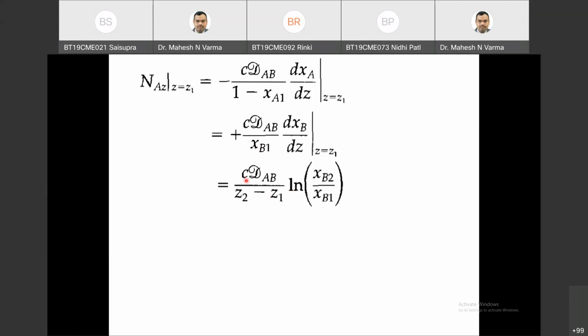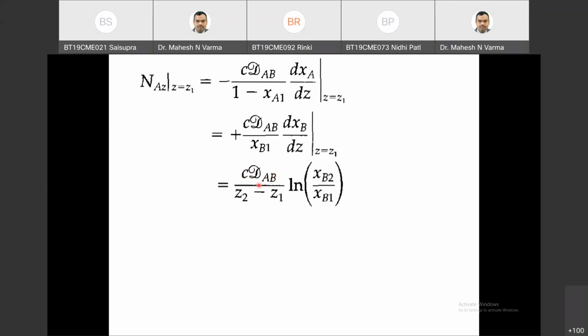Now I can use C DAB, the diffusivity of A in B. The diffusivity of water in air is equal to the diffusivity of water in oxygen, which is equal to the diffusivity of water in nitrogen. Z2 minus Z1 is given. Then ln of XB2 over XB1.